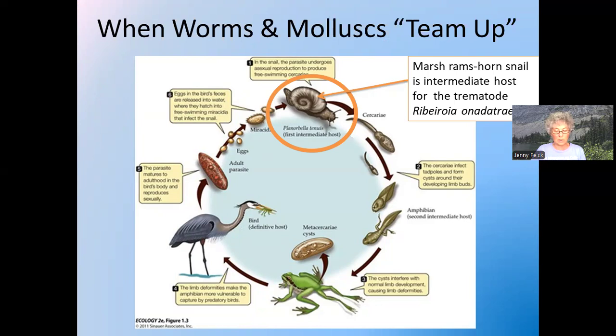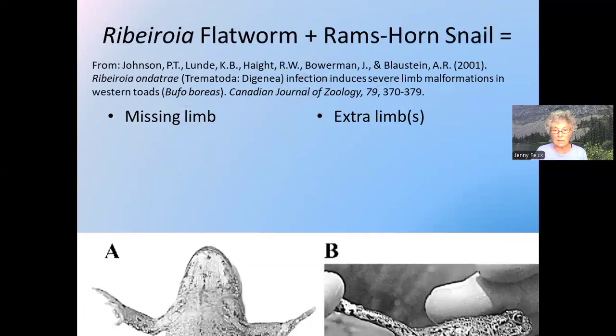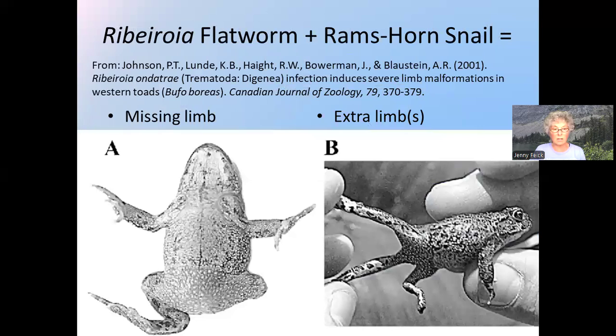The marsh ramshorn snail is the unwitting intermediate host of the trematode Ribeiroia ondatrae, which is believed to be responsible for limb malformation in amphibians. The effects of this parasitic flatworm on amphibians, like these western toads, are devastating, and this parasite is responsible for declines in amphibian populations, not just in the Rockies, but all across Western North America.